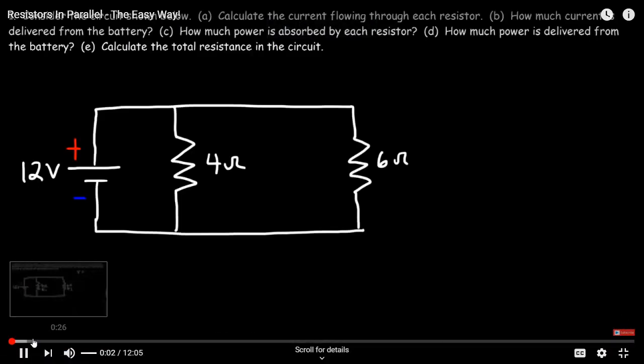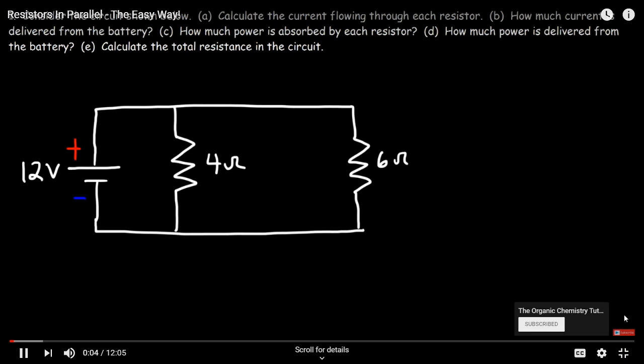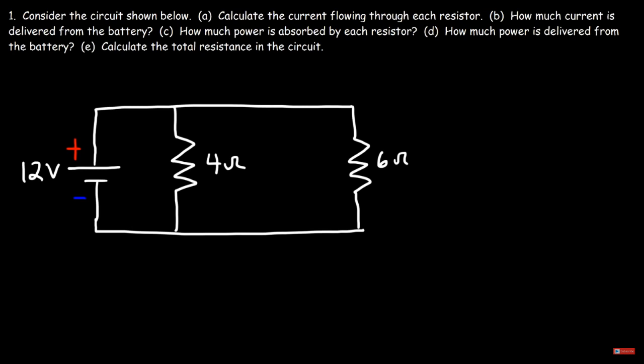This video is all about how to solve DC circuits with parallel resistors. So consider the circuit shown below. Calculate the current flowing through each resistor. So let's call this resistor 1 and resistor 2. How can we determine how much current flows through the resistor? Well, we can use Ohm's law. V is equal to IR. So the voltage of the battery, which is the voltage across each resistor, is going to equal the current flowing through the resistor times the resistor itself.